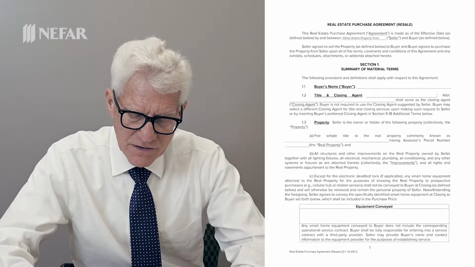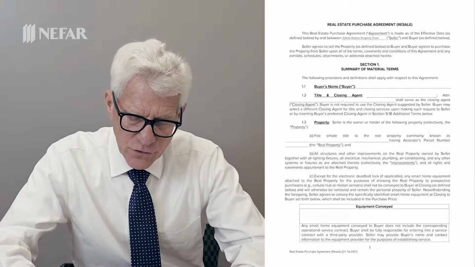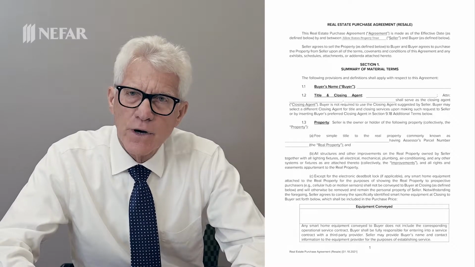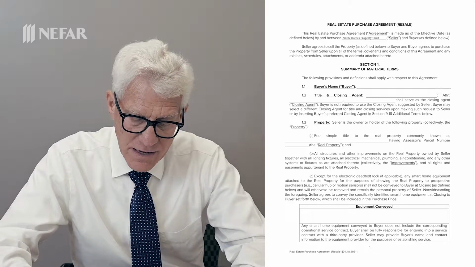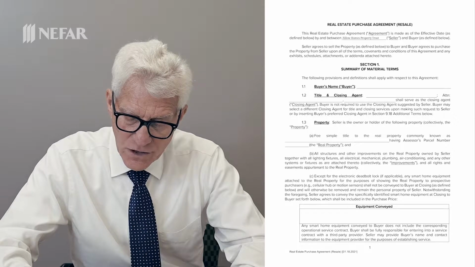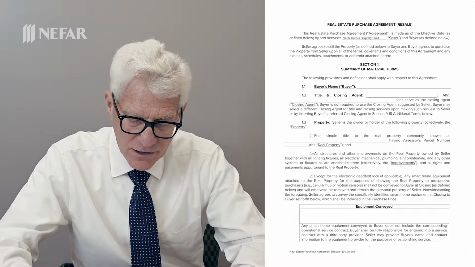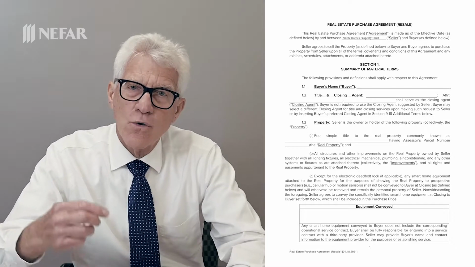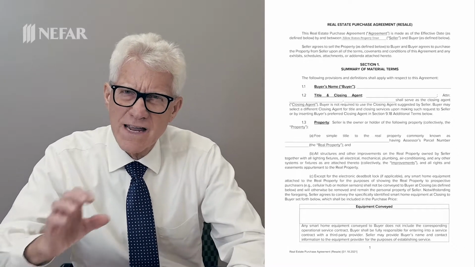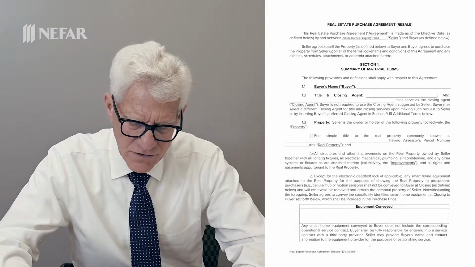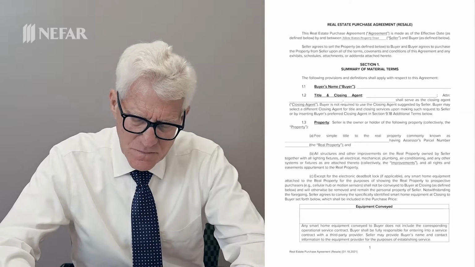It also says that the closing will be at a certain title agency, and they give you a contact for that. But it goes on to say buyer's not required to use that closing agent that is suggested by seller, and you can change that by going in their paragraph 9.18, which is additional terms and conditions. So apparently you can change that.